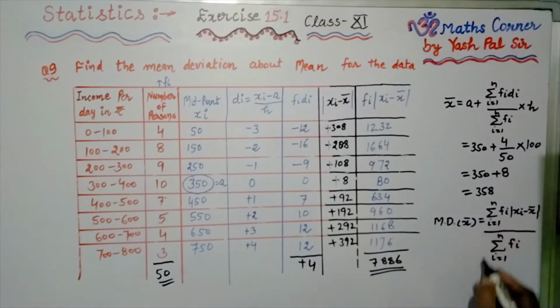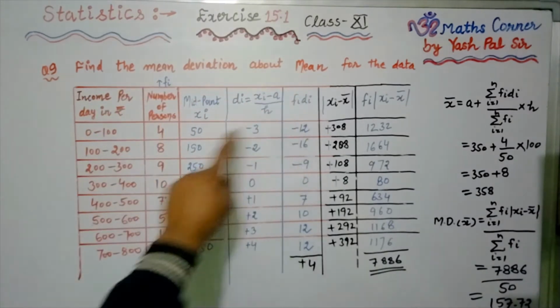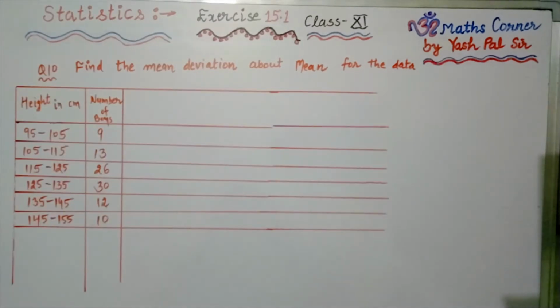7886. Right? Now this summation, the answer we write here, 7886 divided by summation of fi, which is equal to 50, and dividing this we get 157.72 as the answer. That is the mean deviation about mean of this data. So this was question number 9. Now next question.